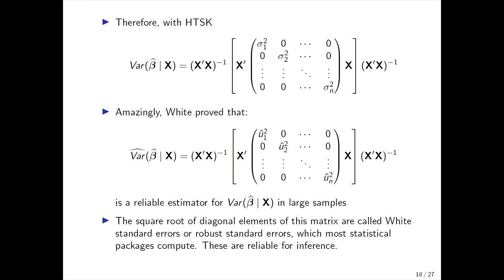He said, gee whiz, if you have heteroskedasticity, don't worry about it. Estimate your linear regression equation by OLS. But when it comes to doing hypothesis testing, don't use the OLS standard errors. Use White's heteroskedasticity consistent standard errors. If you do that, then your test statistics and your hypothesis tests will be valid and reliable in large samples.